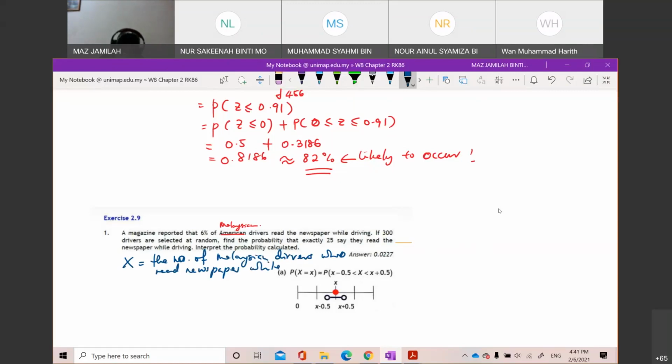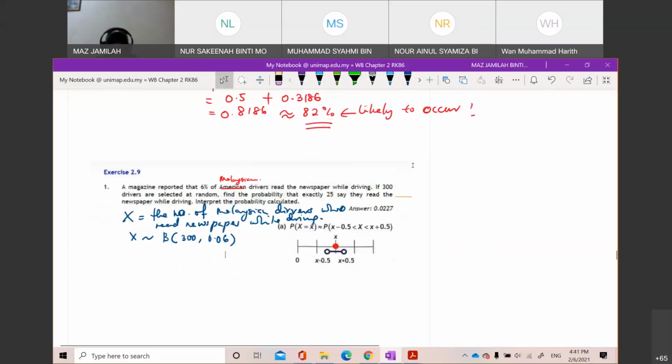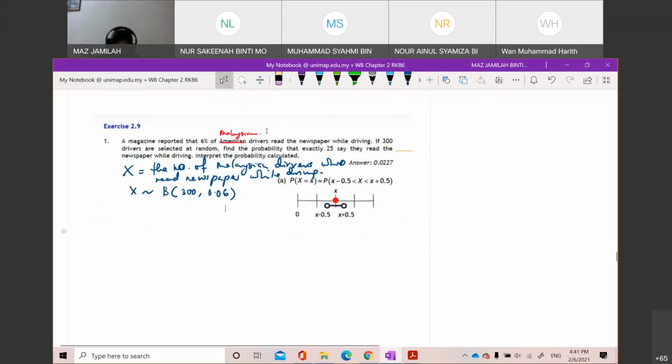while driving. And x is distributed following binomial with the number of trials 100 and probability of success 0.06. Okay, now what is the equation? Find the probability of exactly 25 who read the newspaper while driving. So what is the probability for this particular event?